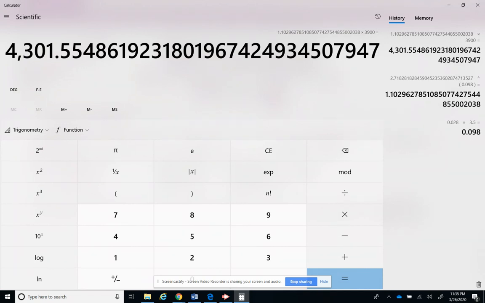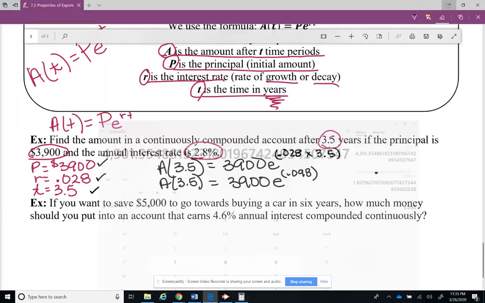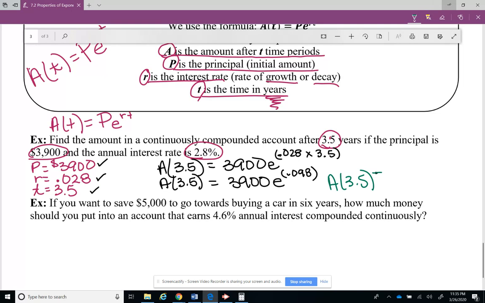Okay, so write this down. $4,301.55. All right, so let's write this in a different color. It's our answer. A of 3.5 is $4,301.55. So that's how much would be in the bank.